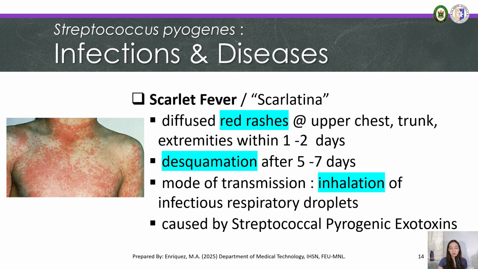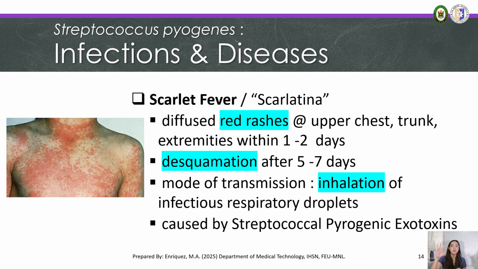Next is scarlet fever, or in some references, this is referred to as scarlatina. Infection with strains of Streptococcus pyogenes that produce the streptococcal pyrogenic exotoxins can result in scarlet fever. After an incubation period of 1 to 2 days, a diffuse red rash appears on the upper chest and spreads to the trunk and extremities of the patient. So again, that would happen in the first 1 to 2 days. The rash disappears over the next 5 to 7 days and is followed by desquamation.